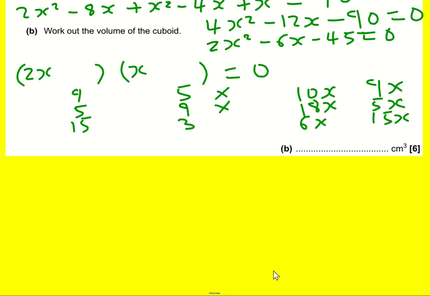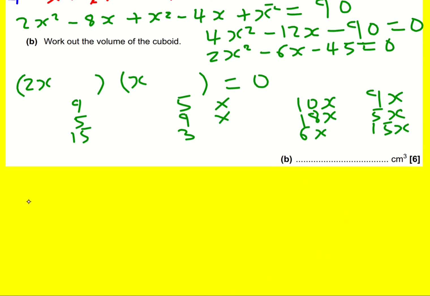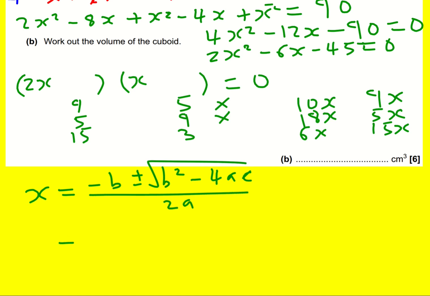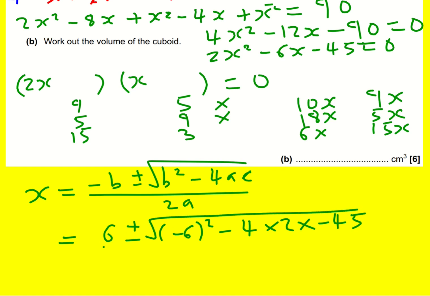So you know what? I'm just going to take the plunge. Maybe I've made a mistake, but I'm just going to go for it. I'm going to use the quadratic formula. x equals minus b plus or minus the square root of b squared minus 4ac, all divided by 2a. In this case, b is minus 6, so minus b is 6. 6 plus or minus the square root of 6 squared minus 4 times 2, a is 2, times minus 45, divided by 4, because that's what 2a is.